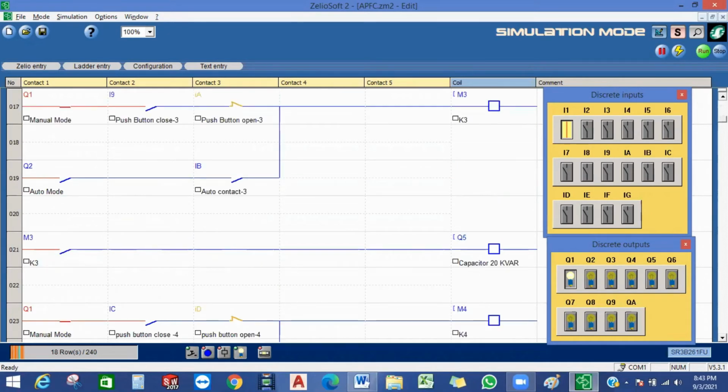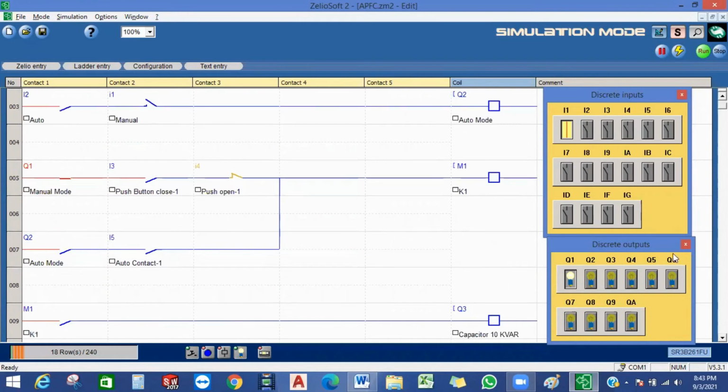Now we will switch on the capacitors one by one. Now this is manual mode. I will close this. By push button, there is one contactor in our electrical circuit. When we close this push button, this contactor energizes, and this contactor is closing one capacitor, 10 kVAr. So this is our output. This 10 kVAr capacity is switched on because of the first set.